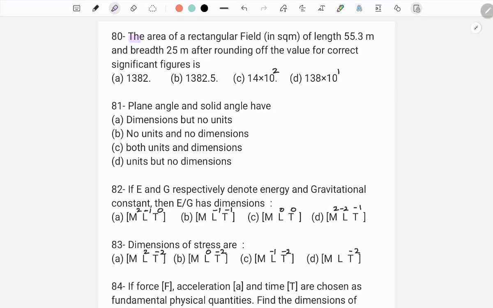80th. The area of a rectangular field in square meter of length 55.3 meter and breadth 25 meter, after rounding off the value to 4 correct significant figures, is.